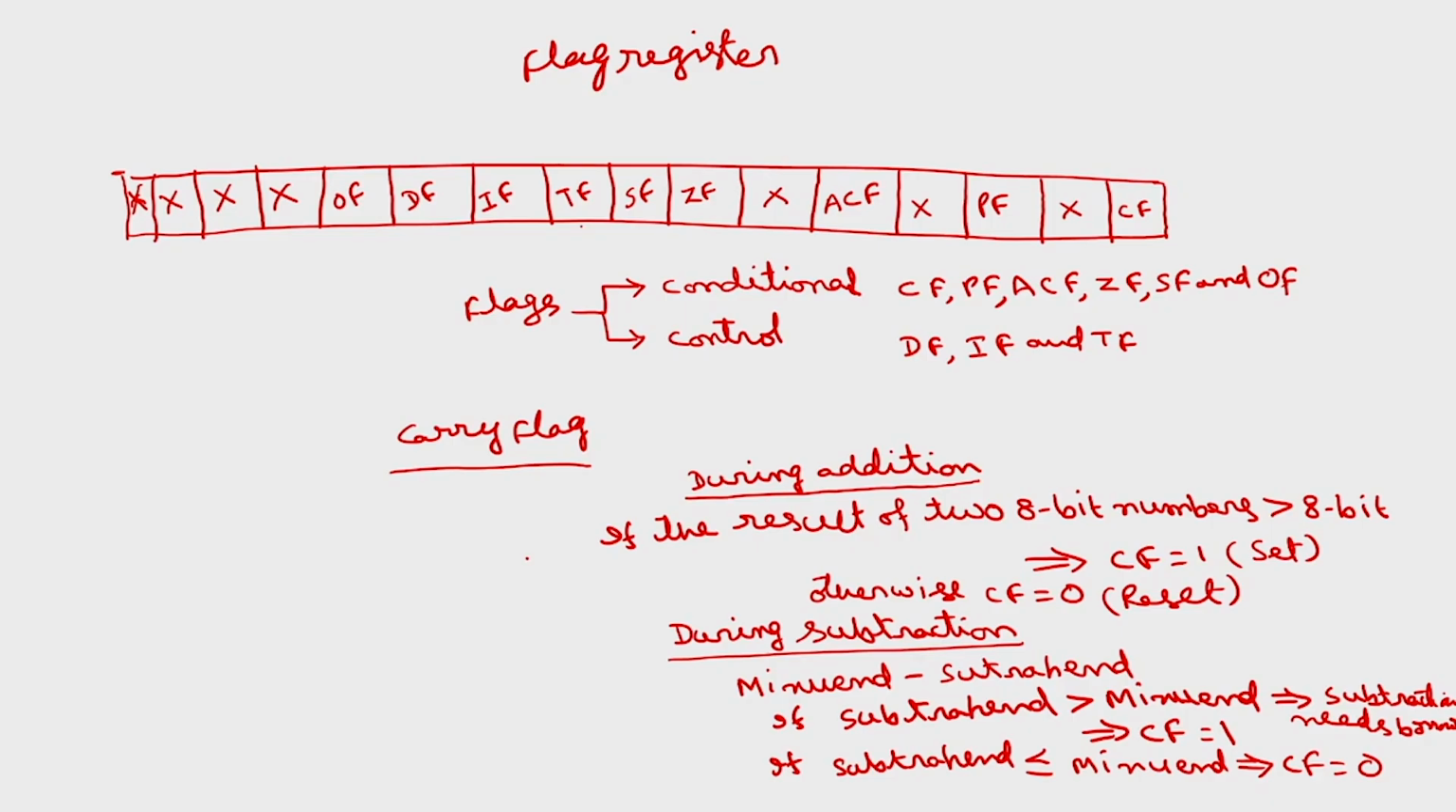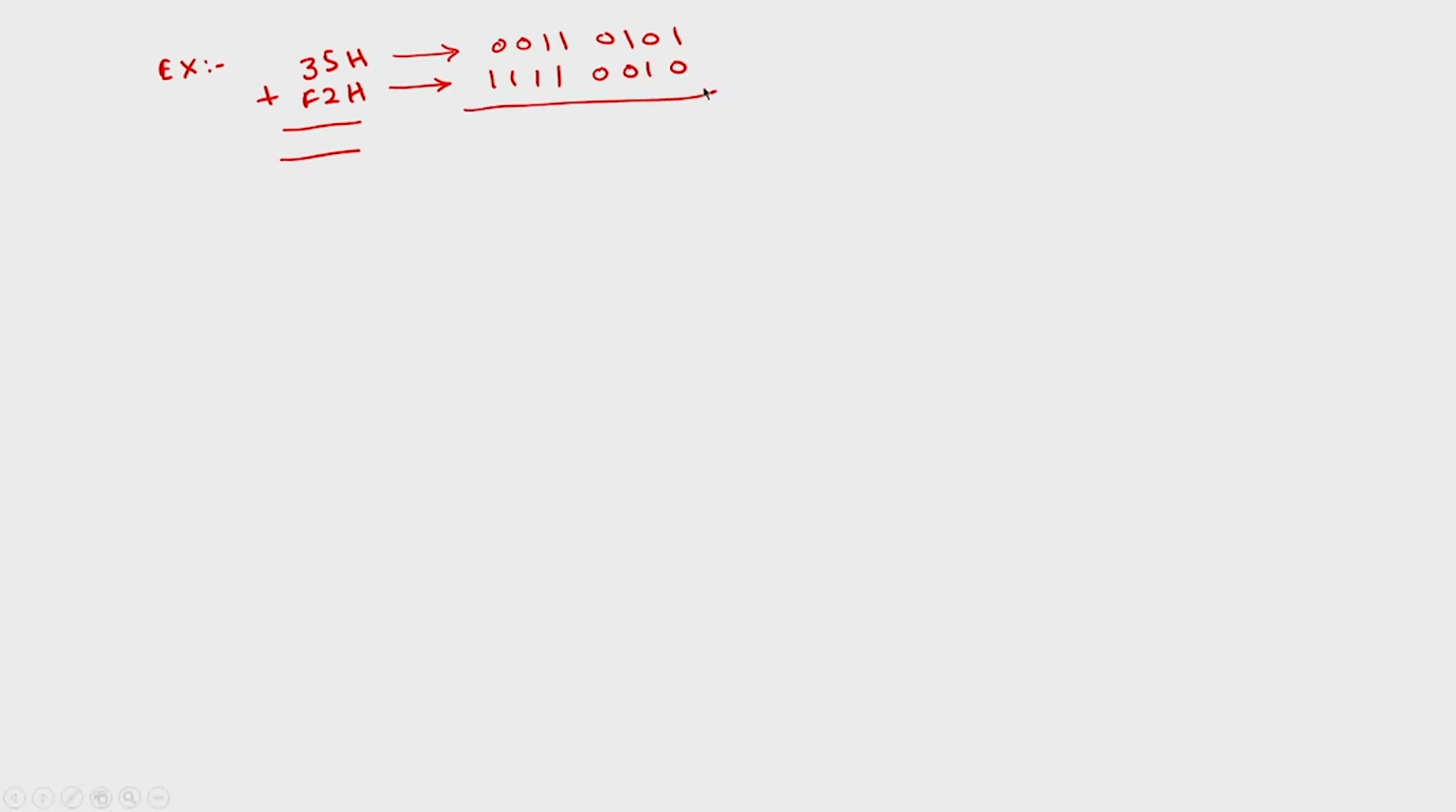So, you can take some examples. Suppose you want to perform 35H plus F2H. If you take the corresponding binary, the 4-bit hexadecimal equivalent of 35H: 3 will be 0011, 5 will be 0101, and F2, F is 15 which is 1111 and 2 is 0010. If you want to perform this addition, this is 8-bit addition.